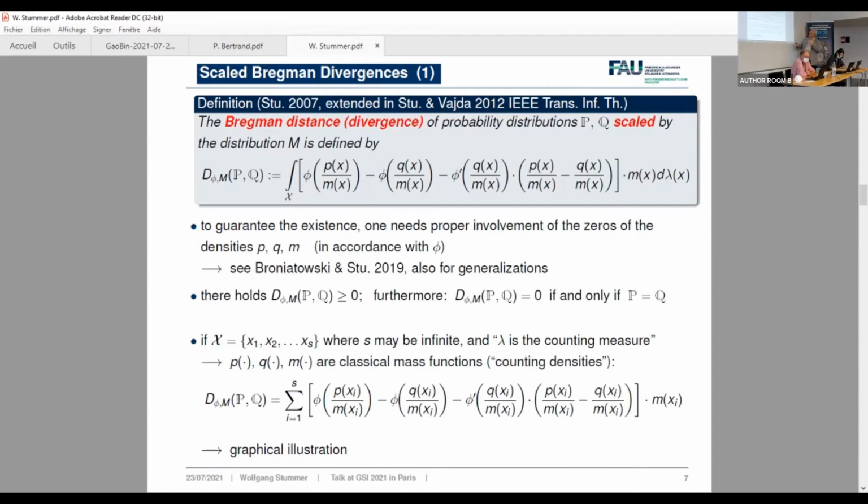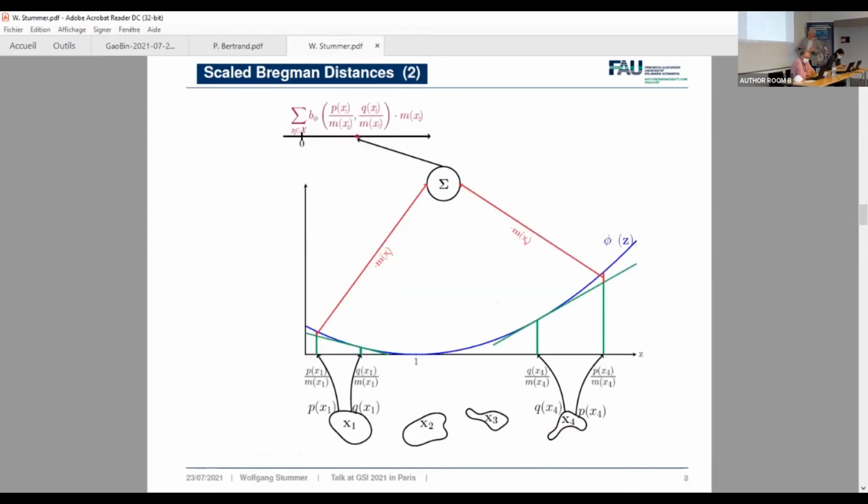Of course, in order to guarantee that this exists, you need proper conditions, and this was even further generalized by Michel and myself two years ago. Basically, it's really a divergence, so it is non-negative per construction, as you will see in a moment, and it is zero if and only if P is Q. That's the definition of a divergence. For the moment, let me explain: if lambda is the counting measure, then everything becomes a sum over a finite amount of states, and I'll show you a picture.